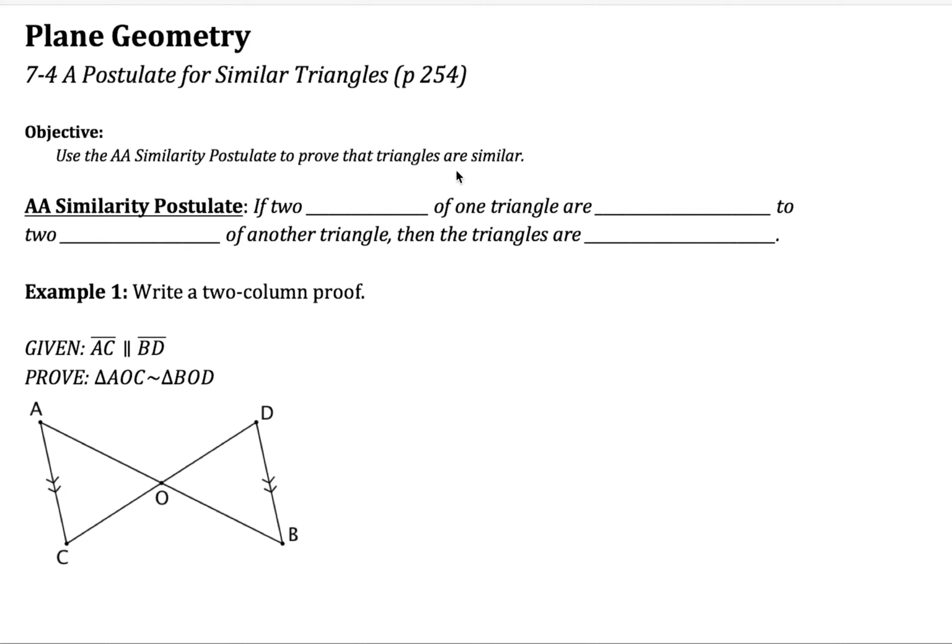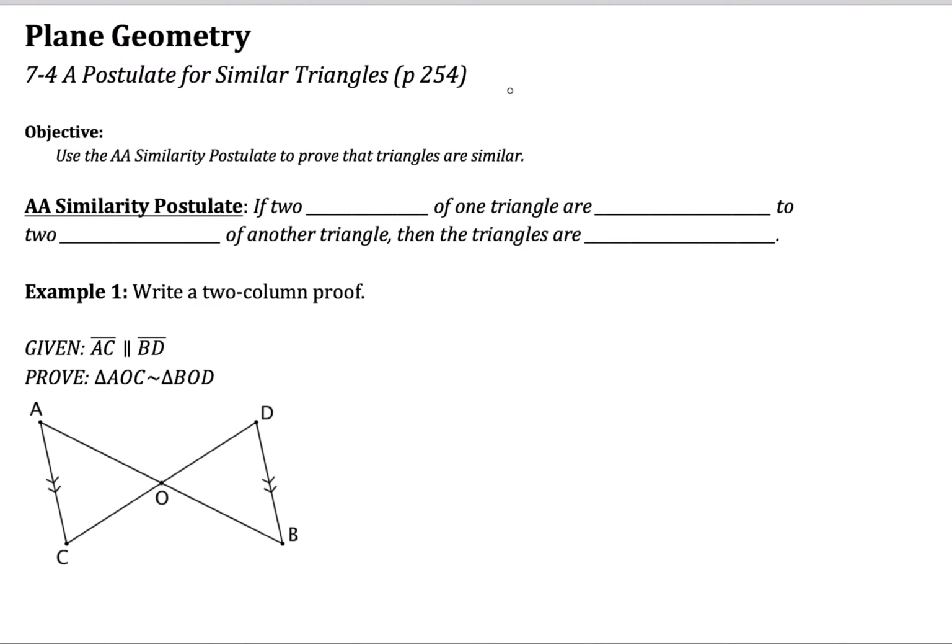Hello there, geometry students. Today we're going to be taking a look at a postulate that we can use to prove that two triangles are similar. It's going to be called the AA Similarity Postulate, which stands for angle-angle similarity. Just as a real quick review, let's remind ourselves what it means if two polygons like triangles are similar, right?